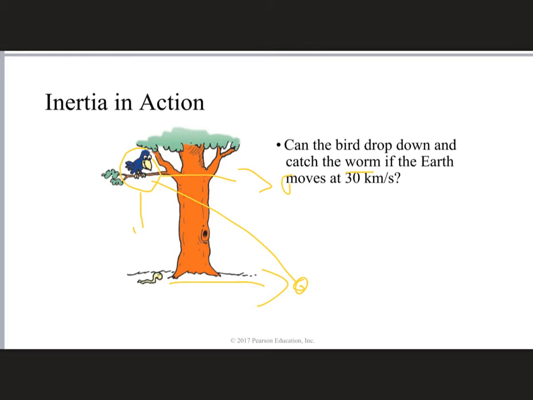Because if you were on the ground looking, it would look as though the bird just fell straight down. Even though the earth is moving and the bird is actually falling on a curved trajectory because of that, to someone standing on the earth watching them, it would seem that the bird goes straight down. And that's because the bird, the worm, the tree all have inertia.